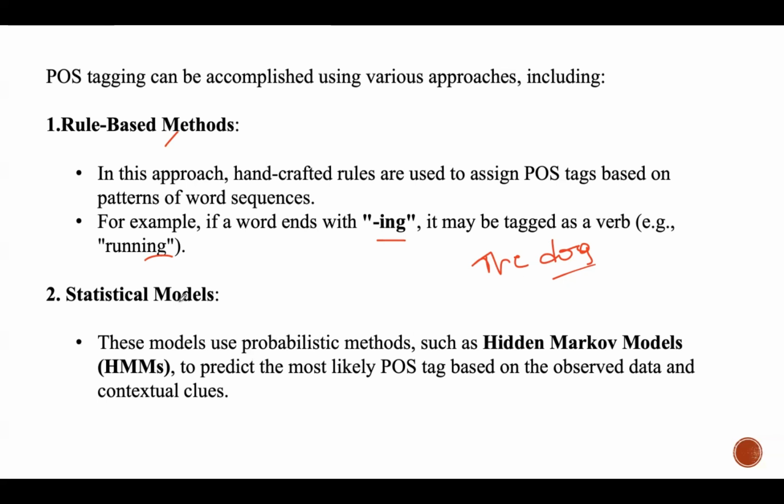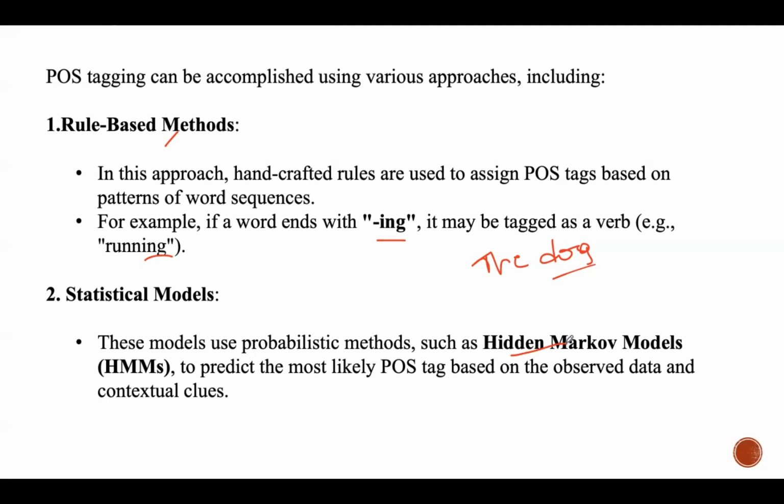Then, if you take the statistical model, these methods use probabilistic models to tag words based on their likelihood of occurring in the specific context. These models are trained on large corpora to predict the correct POS tag based on patterns found in the data. So here if you take a hidden Markov model, this is again a common statistical approach for POS tagging that models a sequence of words as a hidden process, where the hidden state corresponds to a POS tag and the observed state corresponds to a word.